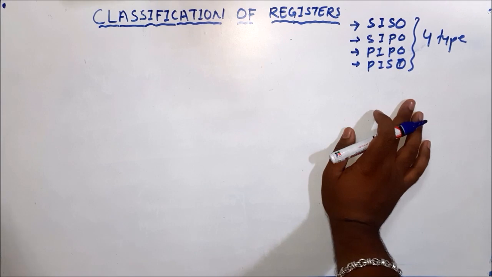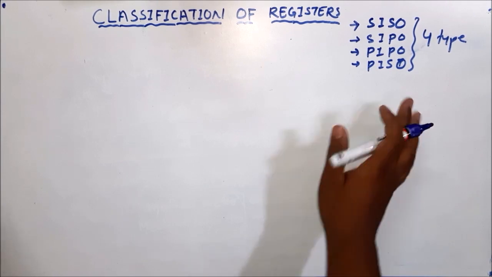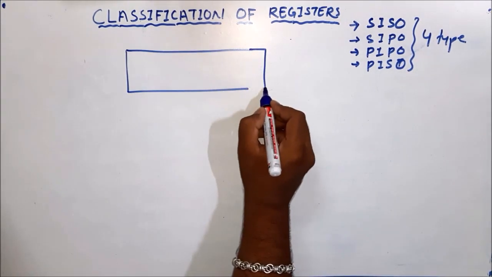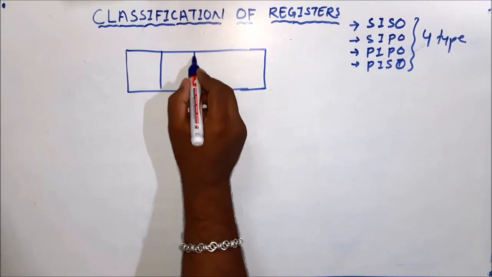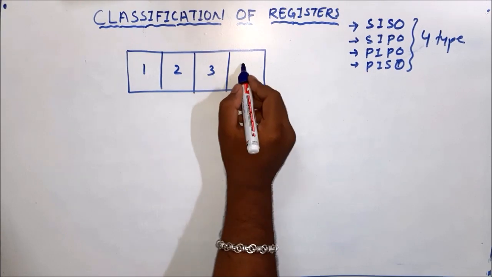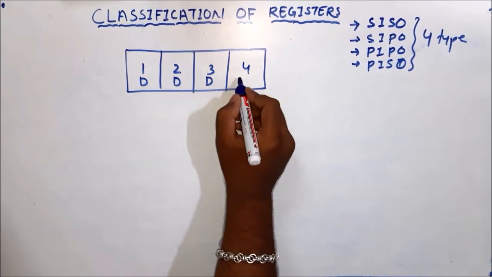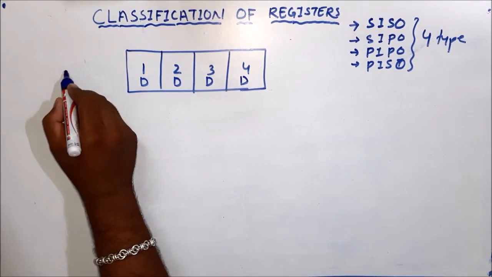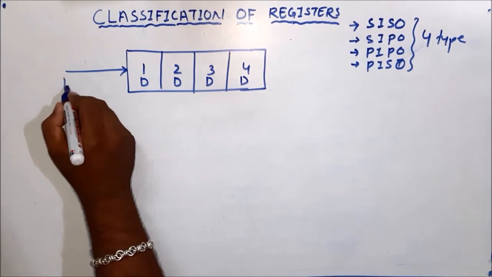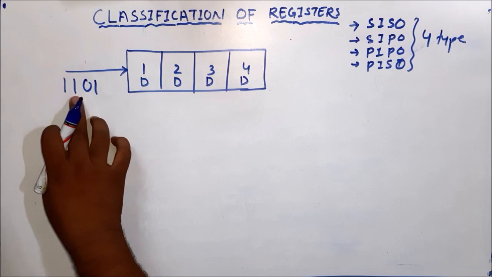As we know, all registers are made up of flip-flops. Let us consider that each register is made up of at least 4 flip-flops. Let us consider this consists of 4 flip-flops: flip-flop 1, 2, 3, 4, and all are D flip-flops. If I am giving data here serially, a bit pulse like 1 1 0 1 individually, first I give 1, then I give 0, then 1, then 1.